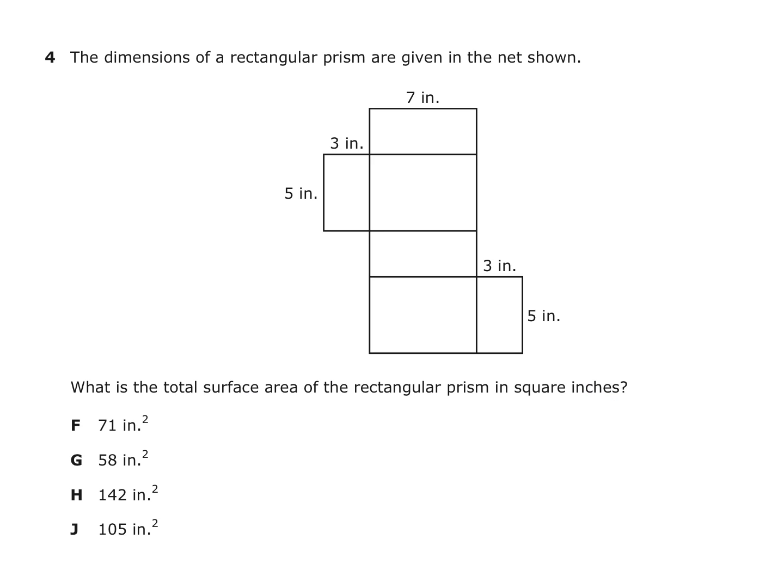Okay, problem number 4 says the dimensions of a rectangular prism are given in the net shown. So you have 7 inches, 3, 5, and down here you have 5, 3. What is the total surface area for the rectangular prism in square inches? So the total surface area is we have to find the area of all those rectangles and then add them all up.